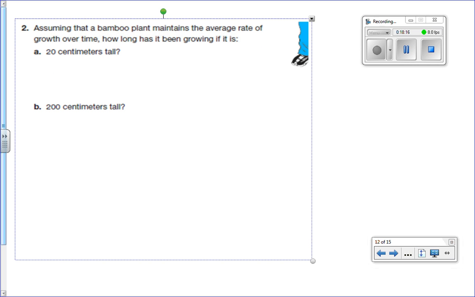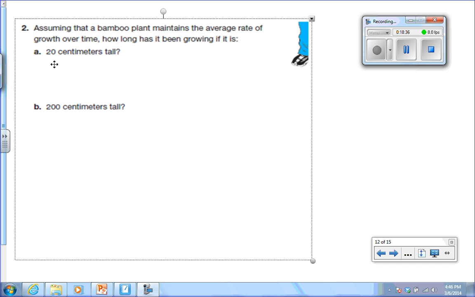Assuming that a bamboo plant maintains the average rate of growth over time, how long has it been growing if it's 20 centimeters tall? So we're going to look at these problems a little bit differently. I want you to think about it, come up with one answer for A, and then come back.